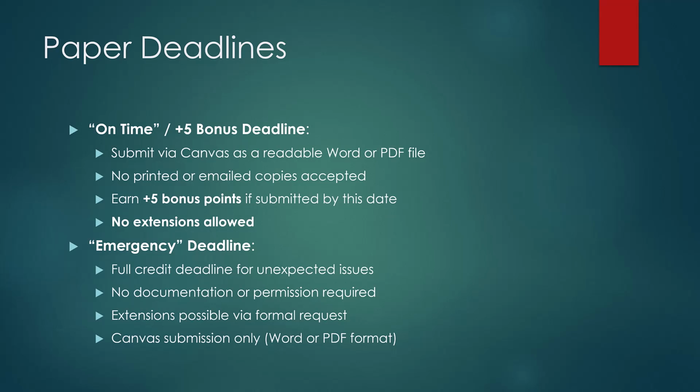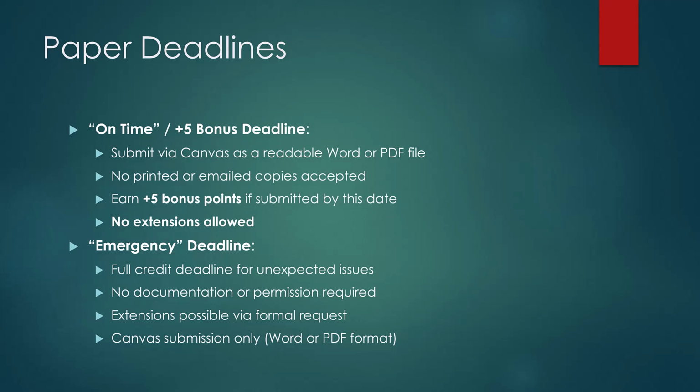There's the on-time deadline, or +5 bonus deadline, which arose because of the question, is there extra credit in the class? And the answer is yes. If you turn the paper in on time for the +5 deadline, you get your base score +5. It has to be submitted to Canvas as a Word file or PDF that can be read by Canvas, because if I can't read it, I cannot grade it. No printed or email copies accepted. Everything has to go through Canvas. You get the +5 points simply by turning it in on time. Now, since this is extra credit, there are no extensions for this. Either you do it on time and get the extra credit or not.